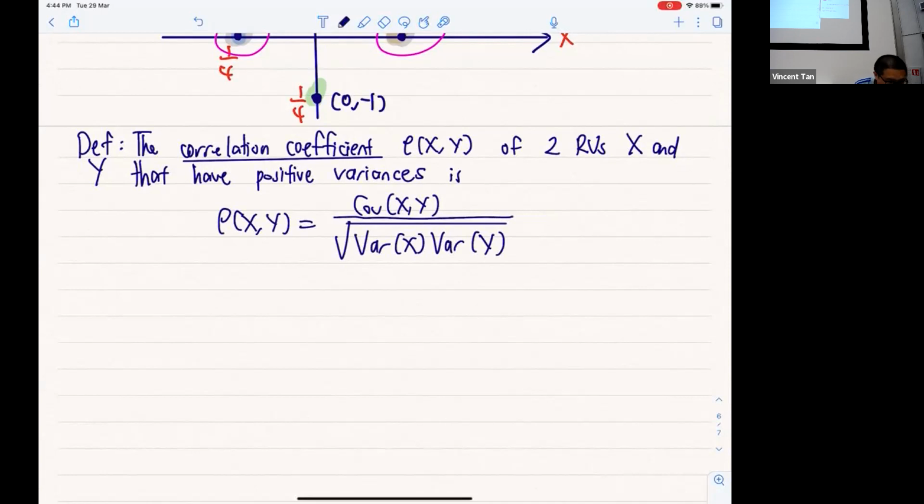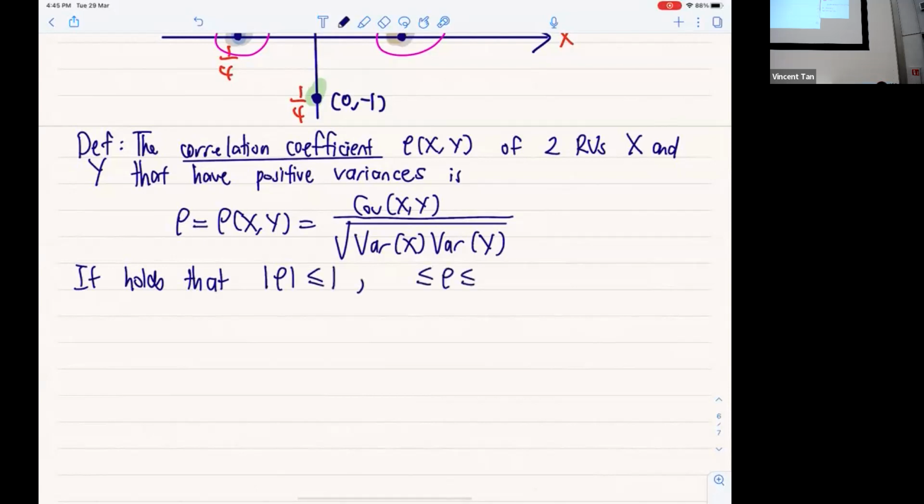Now it holds, and the book actually shows it in the exercises that I'm not going to do, that rho is at most 1 in absolute value. What this means is that rho is between -1 and 1. So there's some normalized form of the covariance. Covariance can be 100, but 100 is not a meaningful number.